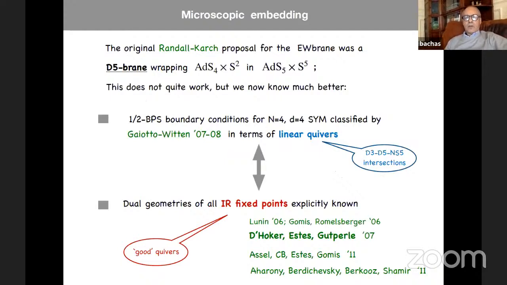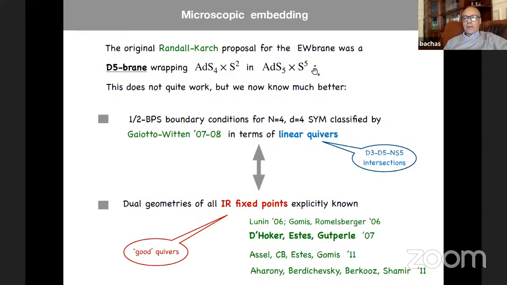Good, now I will go now to string theory and to the microscopic embedding. And now the original, actually Randall-Karch, proposal for the end of the world brane was simply a D5 brane wrapping AdS4 x S2 inside AdS5 x S5. Now this doesn't work, as you will see, but now we know much, much better about what can work.